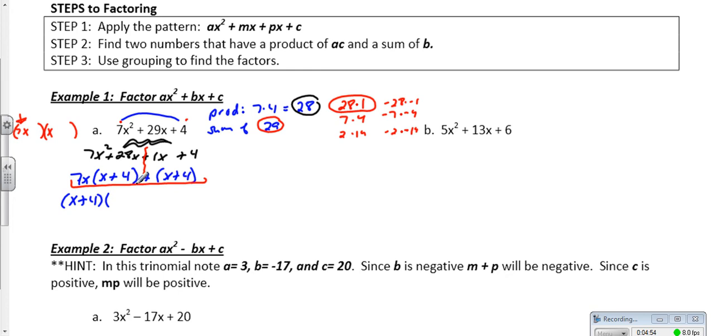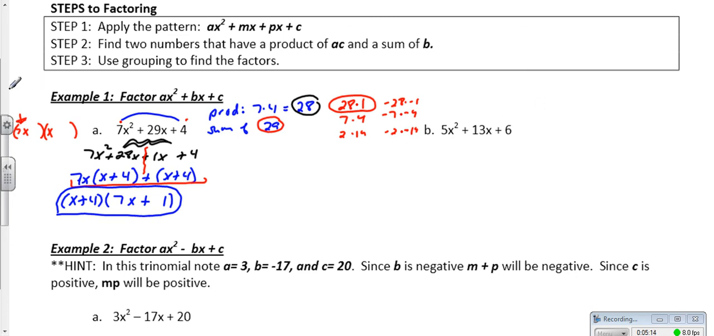So if I divided each one of those by x plus 4, I would get 7x. And then I have to say plus 1, because remember we're dividing this by x plus 4, so that means if you divide something by itself you get 1. And this is our answer. Okay, a little bit more involved. Let's try the next one.